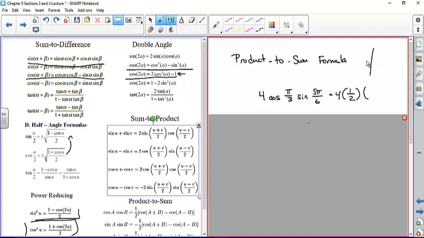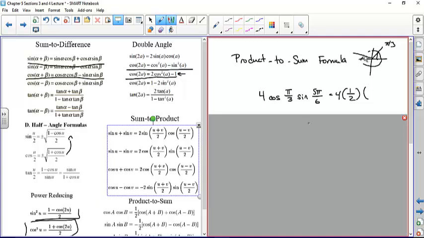Again, I did that without using my calculator. Have my unit circle. Pi over 3 is here. This comes down to bisect that, so that means this is pi over 3. And so that gives you a half. And then the sine of 5 pi over 6. So that 5 pi over 6 is right here.